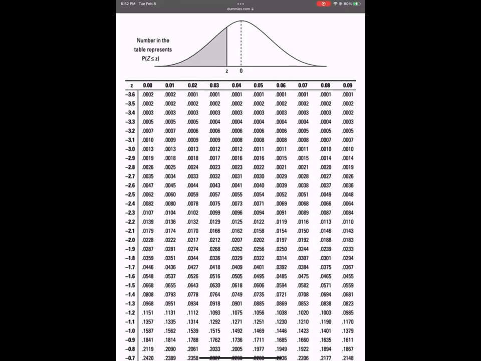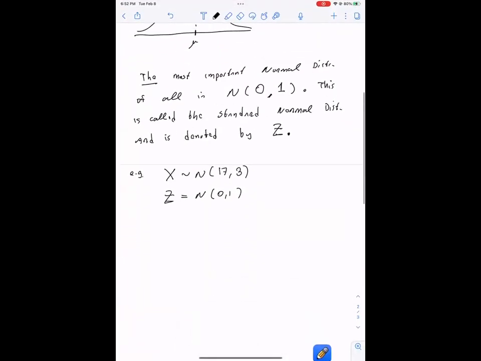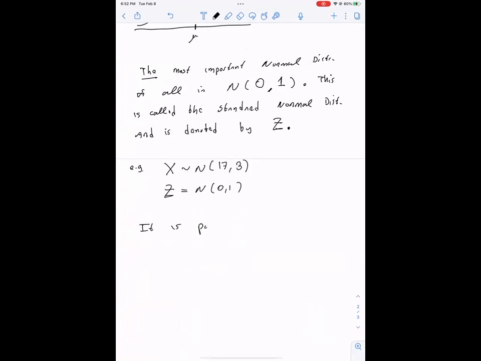But I can get away with only using the standard normal and not needing all of the others, because I can convert any normal. It is possible to convert any normal into Z. And Professor, what does that mean? The capital N. No, sorry. Like, what does it mean that any normal can be a Z?